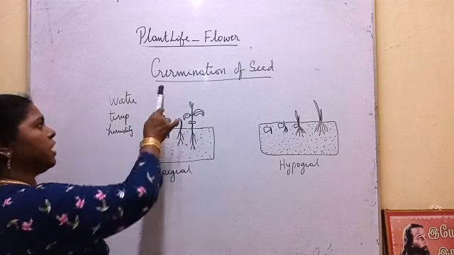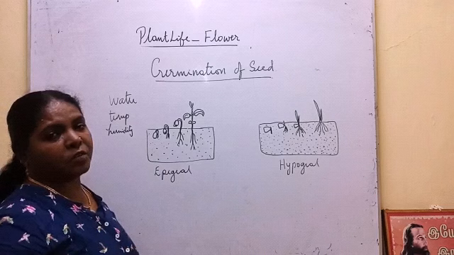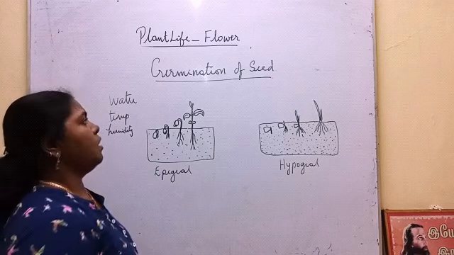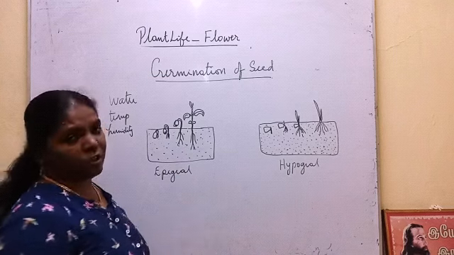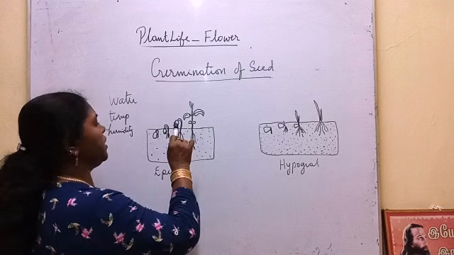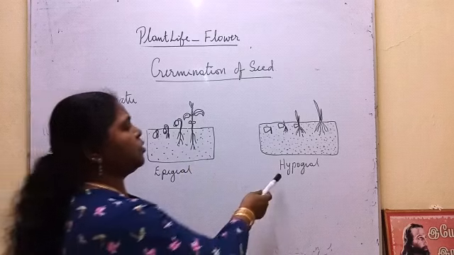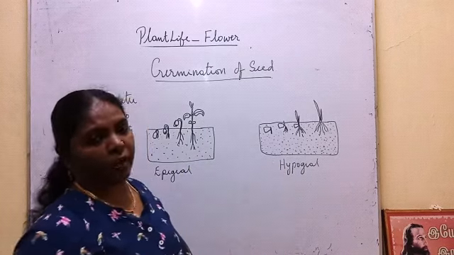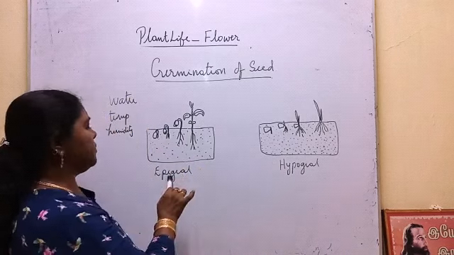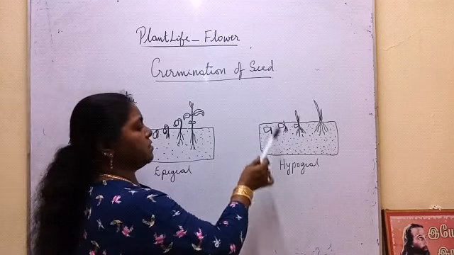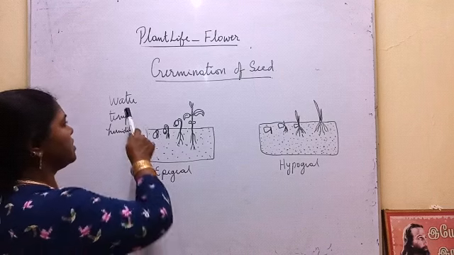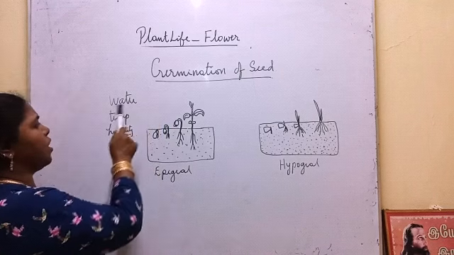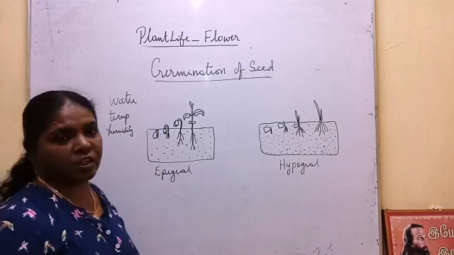We have seen what is germination. It's the process of development of the embryo into a young plant. What are the types of germination? Epigeal germination and hypogeal germination. In epigeal, the cotyledons are brought above the soil. In hypogeal, the cotyledons remain in the soil. Bean seed is an example for epigeal. Maize is an example for hypogeal germination. The factors required for germination: water, temperature and humidity.